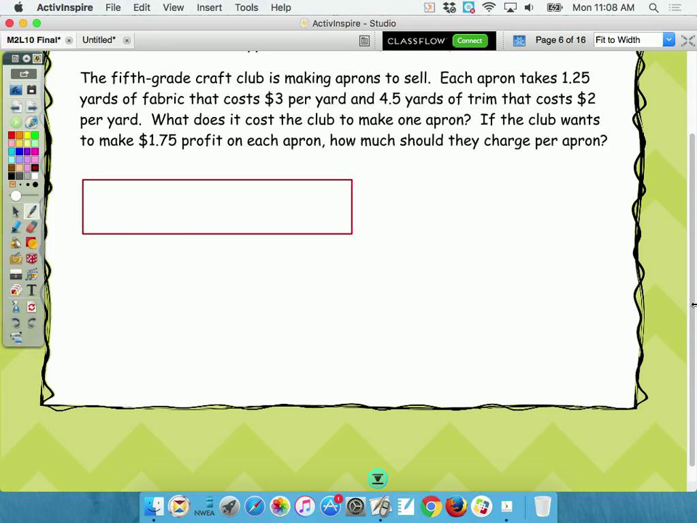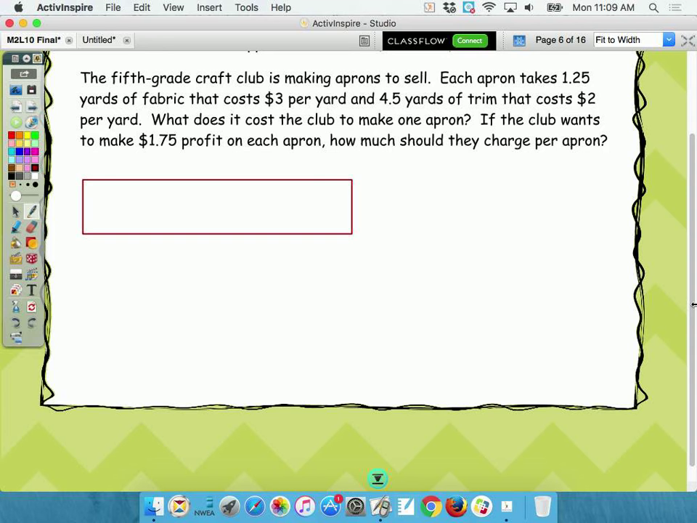So it says the 5th grade craft club is making aprons to sell. Each apron takes 1 25/100 yards of fabric that costs $3 per yard, and 4.5 yards of trim that costs $2 per yard. What does it cost to make 1 apron? And if the club wants to make $1.75 profit on each apron, how much should they charge per apron?